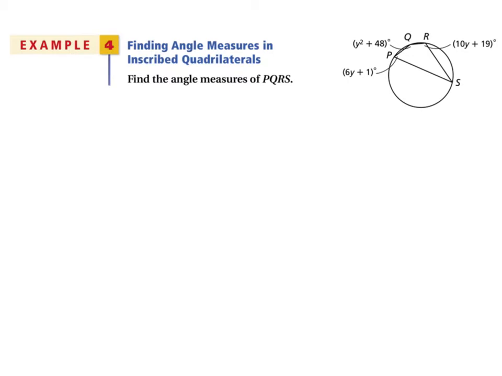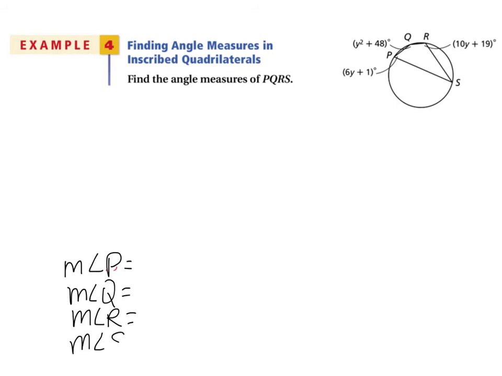So in example 4, I want to find all of the angle measures in that quadrilateral. So I want to find the measures of angle P. Let me rewrite that there. The measure of angle P, the measure of angle Q, the measure of angle R, and the measure of angle S. So what do we know?